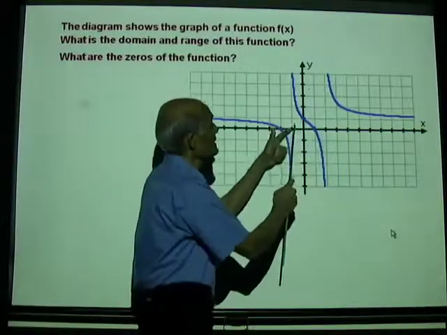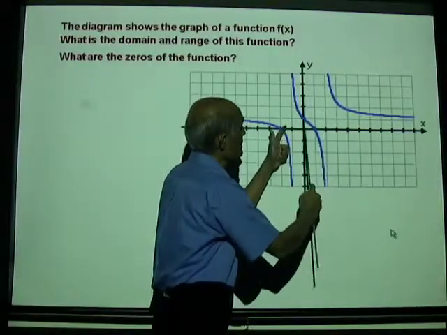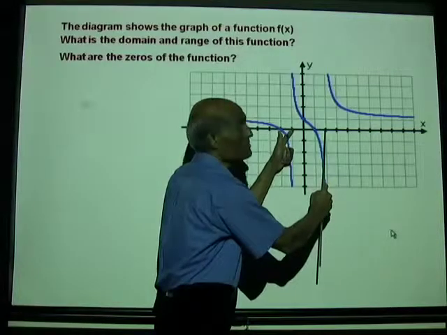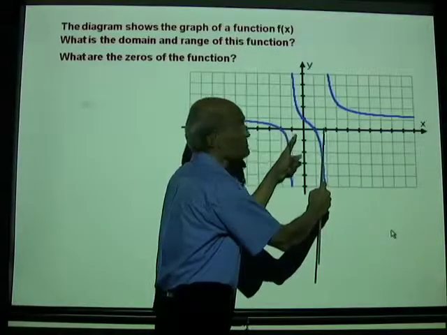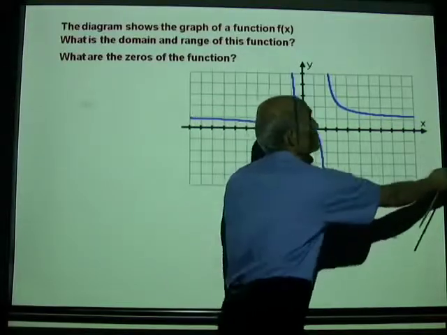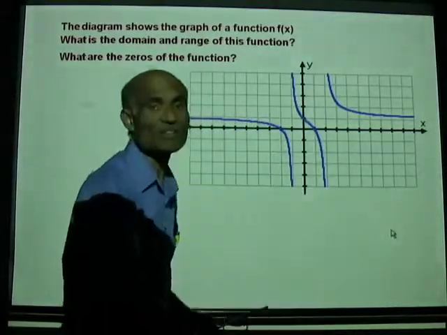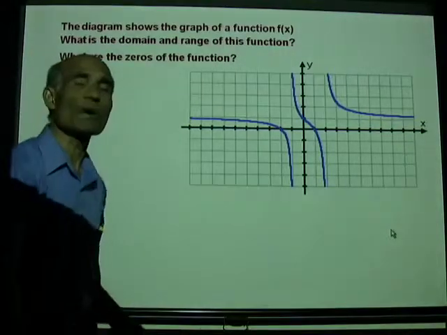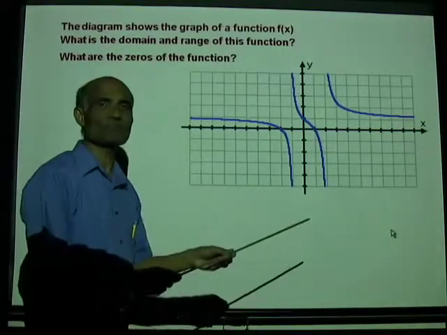Then union, negative 1 to 2. Any input from negative 1 to 2 is okay, except negative 1 and 2. Then union 2 to infinity. That is the domain.